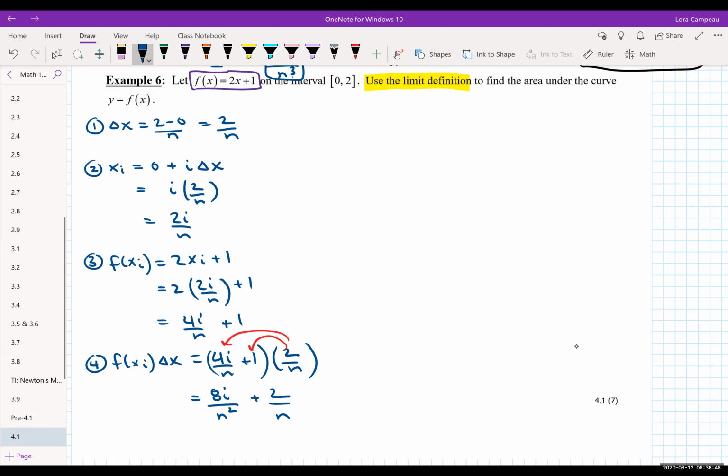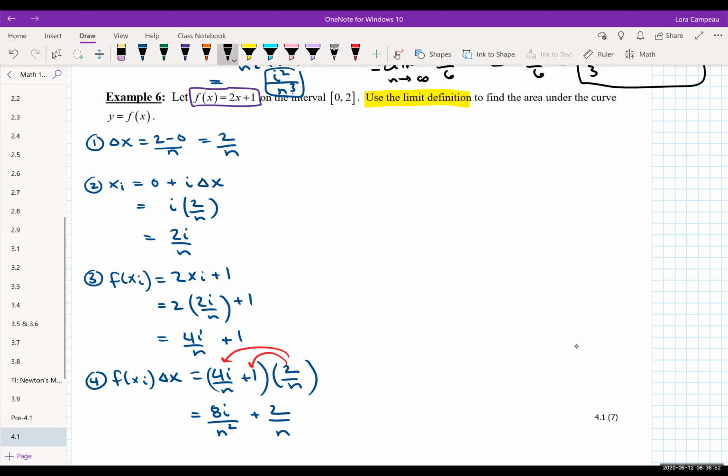So now we are ready. Let's use that limit definition. And again, I'll rewrite it. The more I rewrite the generic definition, the more second nature it appears for me. And that way I'm not struggling to remember it when I take a test. So the limit as n approaches infinity, summation i equals 1 to n of f of x of i times delta x.